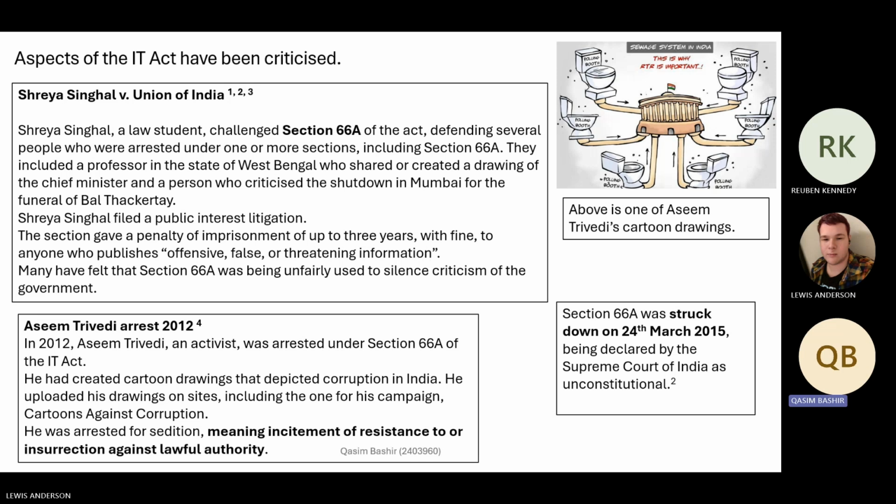A related case that also helped in eventually striking down Section 66A was the arrest of Aseem Trivedi, an activist who was arrested under the section. He created cartoon drawings, such as the one on the top right, that depict corruption in India. He uploaded his drawings on sites, including the one for his campaign, Cartoons Against Corruption. He was arrested specifically for sedition, meaning incitement of resistance to or insurrection against lawful authority.